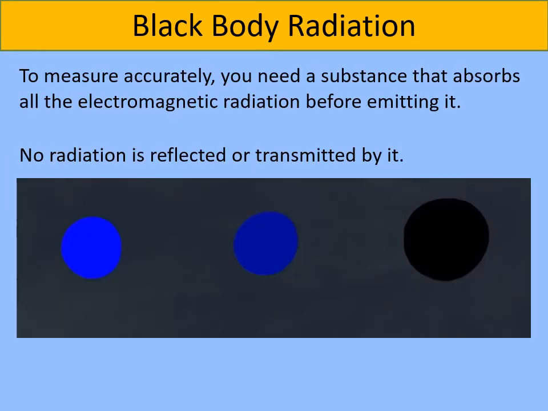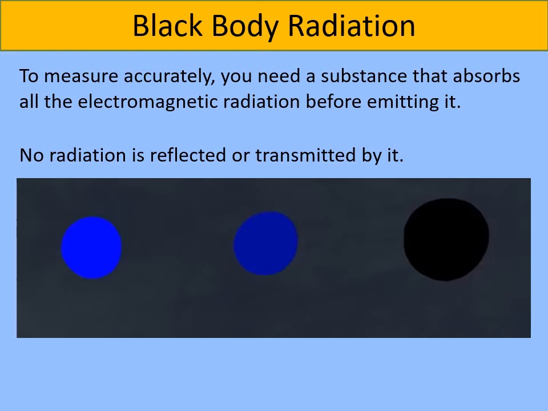Now, if I want to take accurate measurements, then I need a substance that absorbs all the electromagnetic radiation before emitting it, and no radiation should be reflected or transmitted by that object. The light that's given off an object is purely what's converted from what it already absorbs. In other words, if I have a light blue object like the circle shown on the left-hand side, it's light blue not because it's hot, but because it's reflecting light.